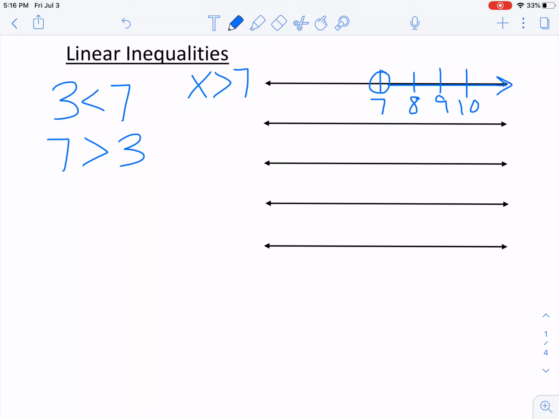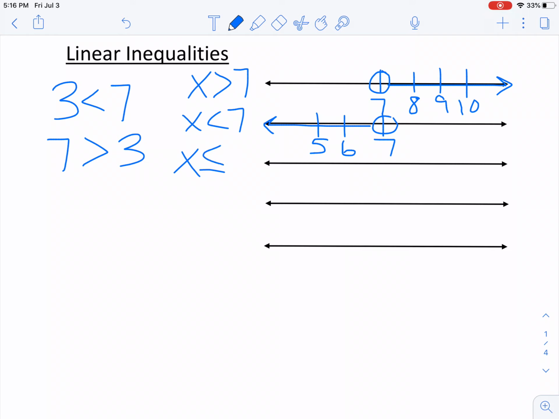If I want to represent x as less than 7, again, I'm going to put an open circle on 7, and all values less than that need to be included. So 6, 5, and so on, and all the values in between. So again, infinite values there, not including 7, all values below.